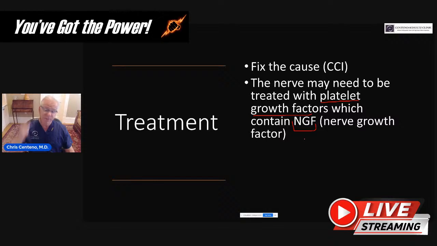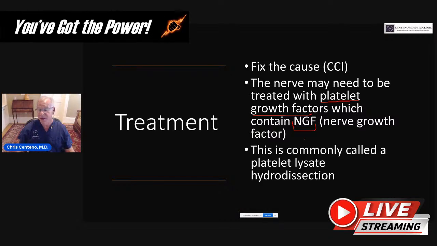You can also put a stimulator implant there. But again, that's a bigger procedure than a platelet lysate hydrodissection. And again, we keep patients safe by doing the least invasive thing that's likely to help. If that doesn't work, we go up that ladder. And that procedure where we're injecting those platelet growth factors is called a platelet lysate hydrodissection.